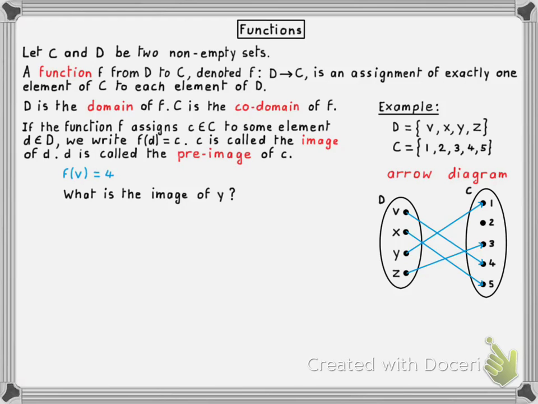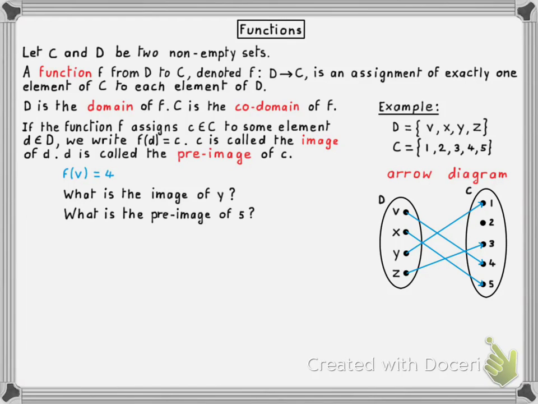So in this function, what is the image of Y? Well, you start from Y, you follow the arrow, the image of Y is 1. What is the pre-image of 5? Well, in this case, you have to start from the codomain, find the element 5, and go backward along the arrow and find the pre-image of 5 to be X.